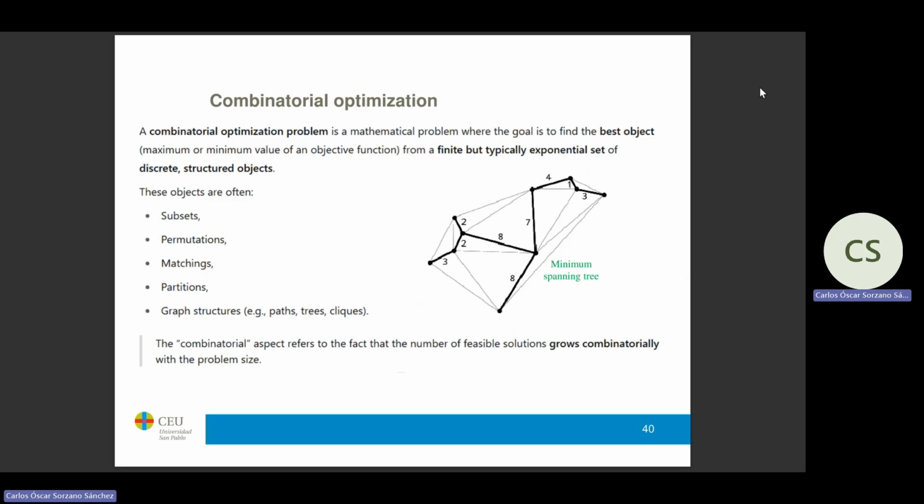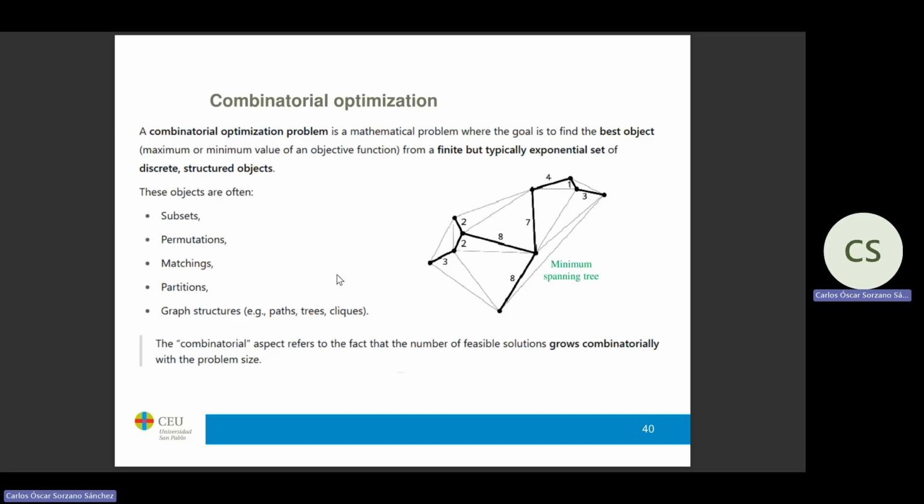The next family of algorithms that we will see of this kind of optimization is combinatorial optimization. Combinatorial optimization is a family of algorithms where you want to find the maximum or minimum of something from a finite but typically exponential set of discrete structured objects. So the number of combinations grows exponentially. That is the characteristic of these combinatorial optimization problems.